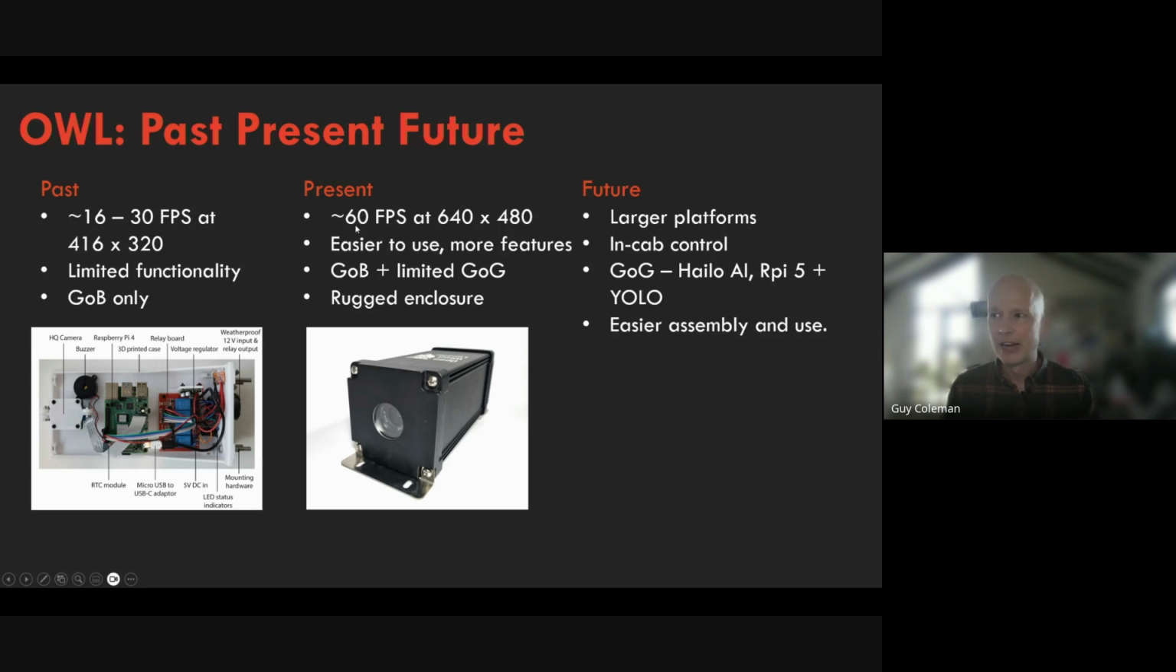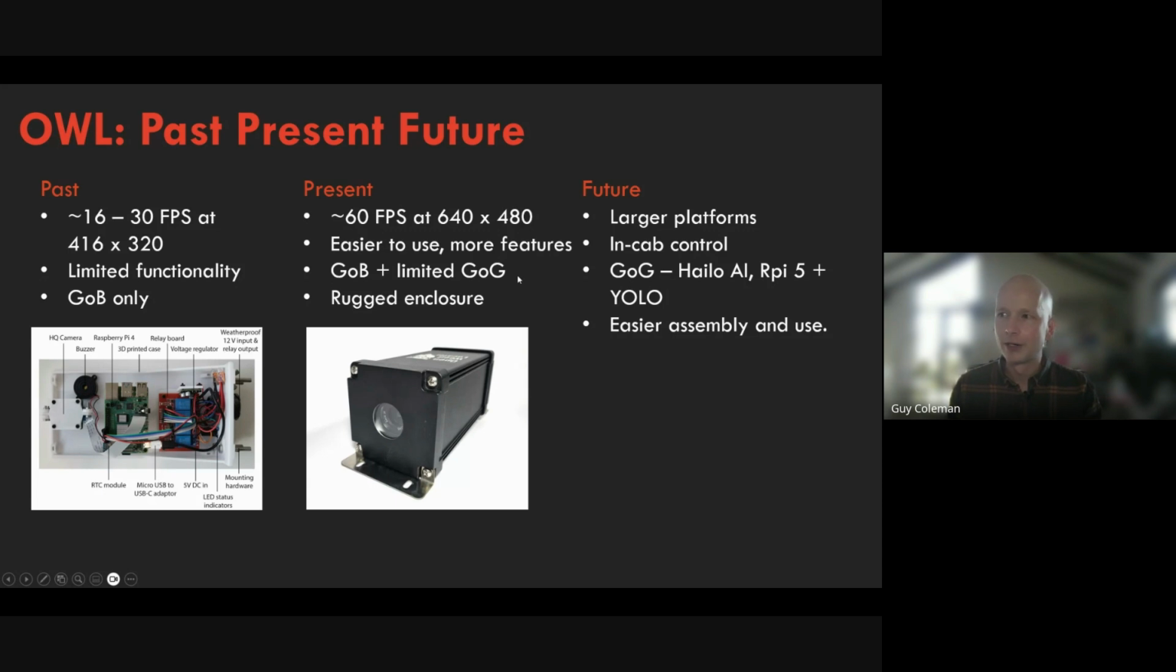Now we're looking at about 60 frames per second at 640 by 480 resolution. That's from both improved code and also the Raspberry Pi 5. If you run it at the original resolution, you end up with about, I think, 130 frames a second on the Raspberry Pi 5, which, given the camera is limited to 60, means you're basically double processing every frame, which doesn't give you any benefits.